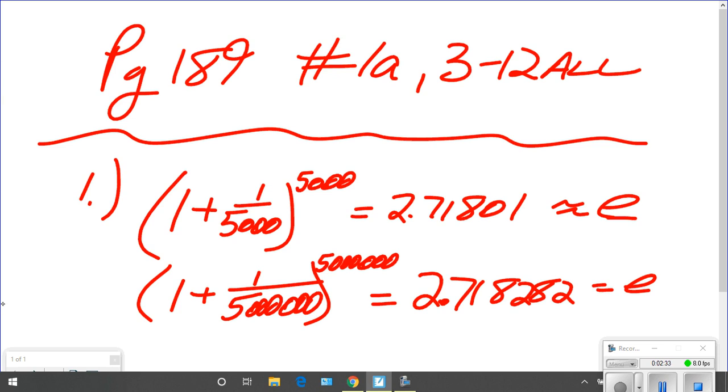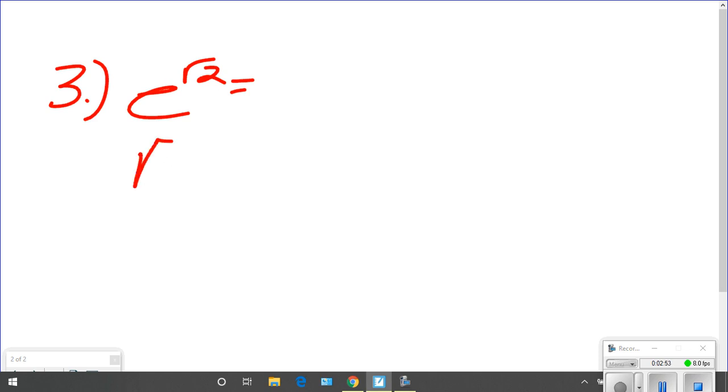Now, number 3. All right, number 3 says, which one's bigger? e to the square root of 2, or the square root of 2 to the e. This is where your pink calculator would have been fun to do. I'm just going to tell you how I'm doing this. For the first one, I'm going to do the square root of 2. I hit enter, and then I'm going to do e.